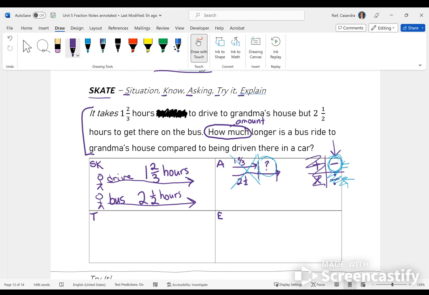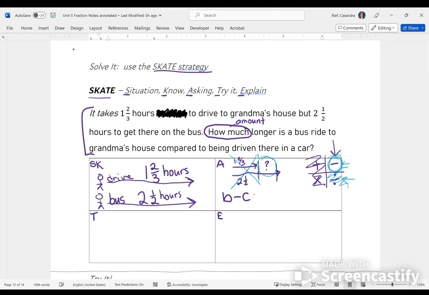So basically, I want to take the bus time minus the car time to equal the difference. Now I can go back into my problem and figure out values for bus and values for car. Looking at my situation and no box, the first one, I can see it took me 2.5 hours to go there by bus, and it took me 1 2/3 hours to go there by car. So if I take 2.5 minus 1 2/3, that should give me the difference.